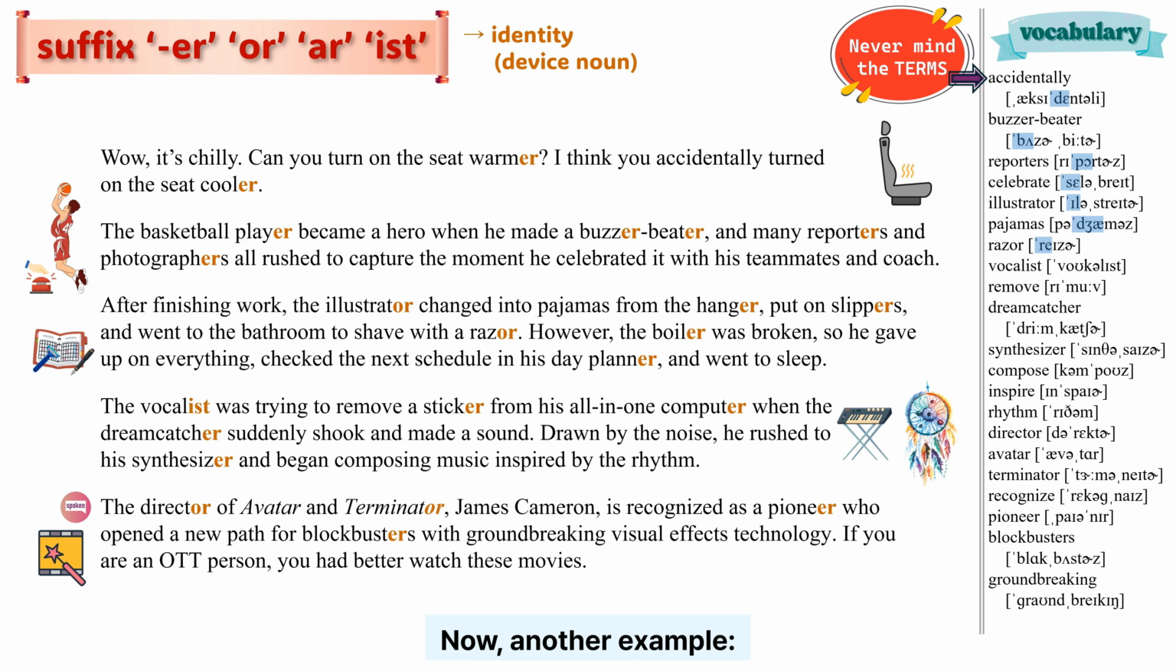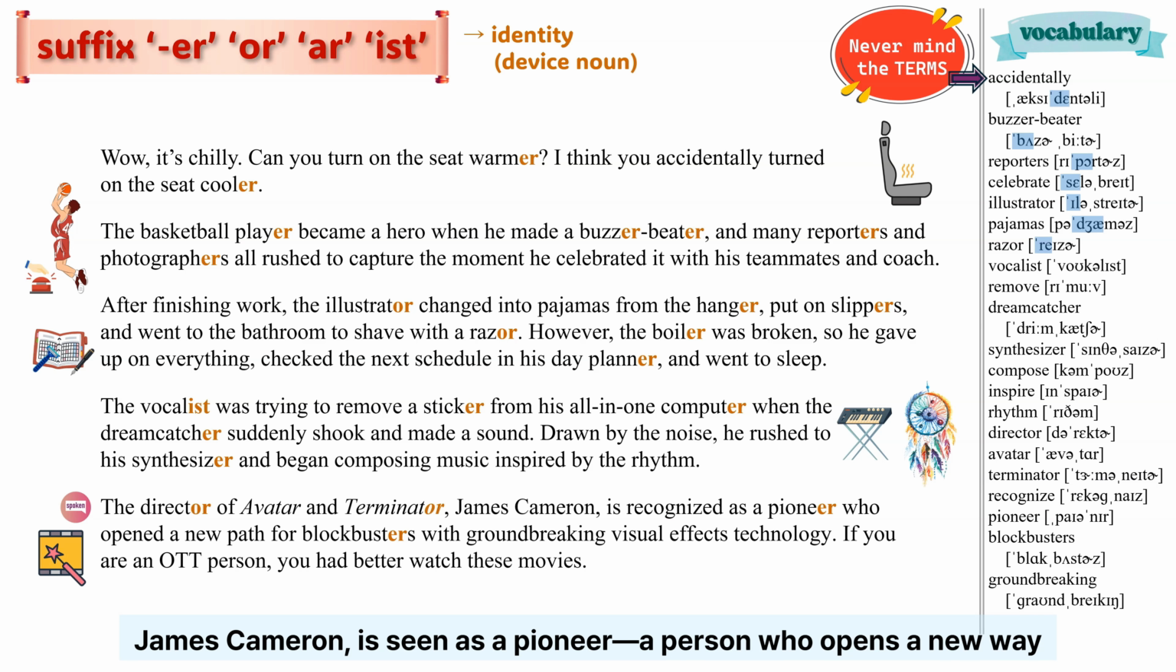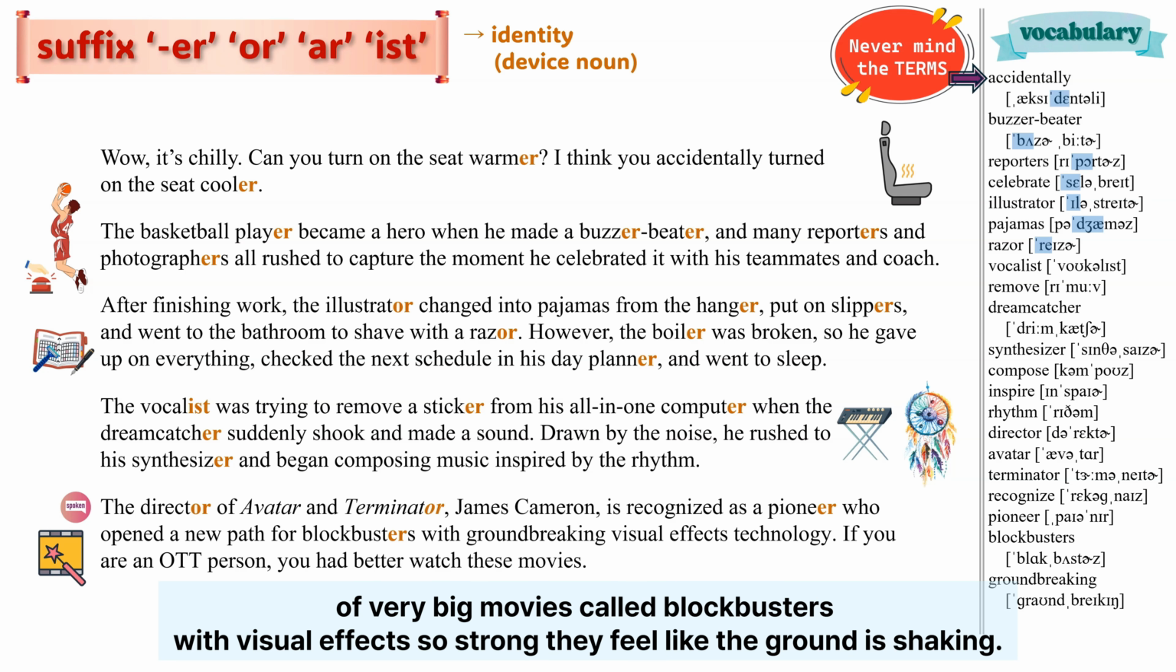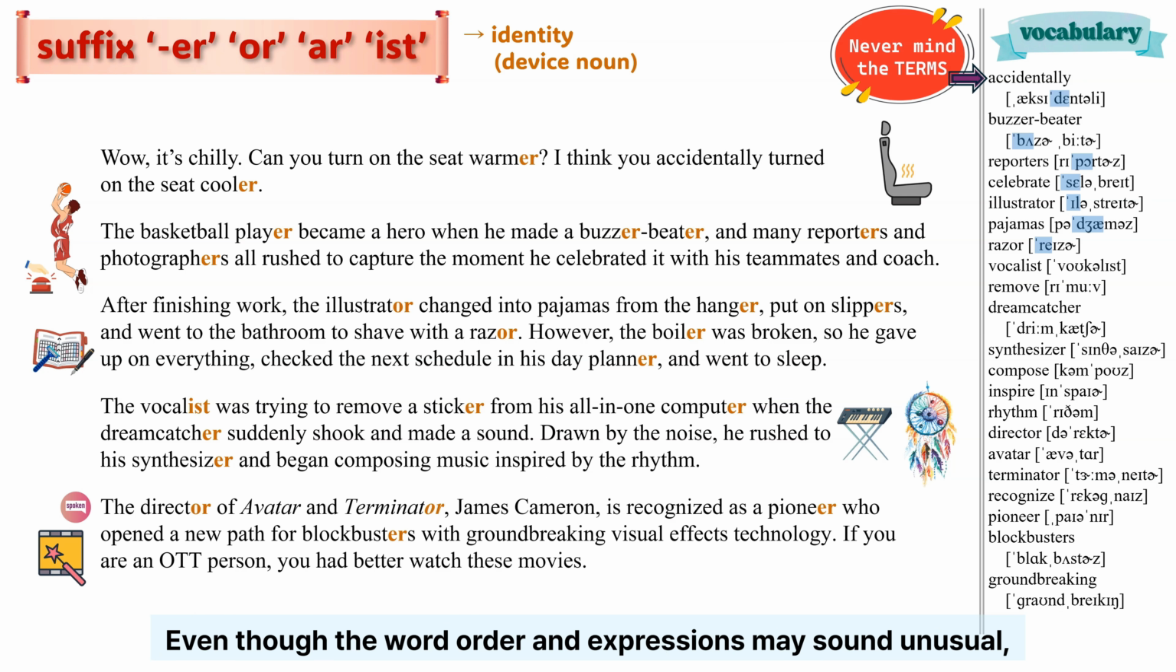Now, another example. The maker of A Second Self and the ender of work, in simple words, the director of Avatar and Terminator, James Cameron, is seen as a pioneer, a person who opens a new way of very big movies called blockbusters, with visual effects so strong they feel like the ground is shaking. If you often use online streaming services, you should watch this movie. Even though the word order and expressions may sound unusual, there is no problem with understanding the meaning.